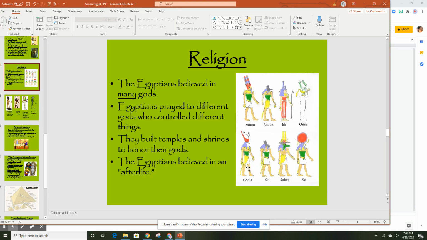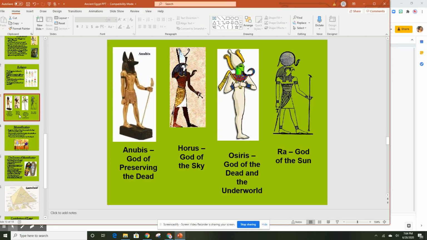But basically, Egyptians built temples and shrines to honor their gods. Lots of artwork had to do with religion, and Egyptians believed in an afterlife. They believed that when you died in this world, you would go on to another world and be reborn. Here are a few of the most common gods in Egypt. Anubis was the god of preserving the dead, Horus, the god of the sky, Osiris, the god of the dead and the underworld, and Ra, the god of the sun. Again, you could spend hours and hours learning about Egyptian gods and goddesses.